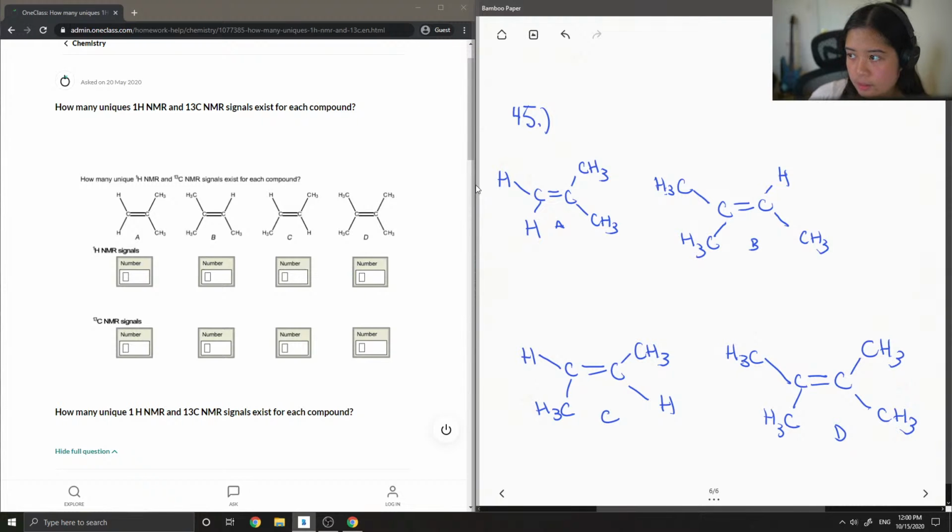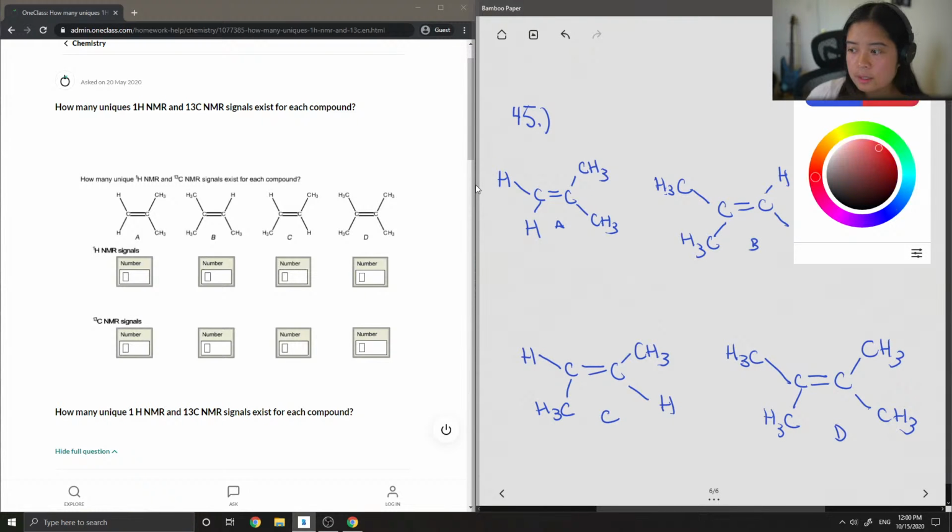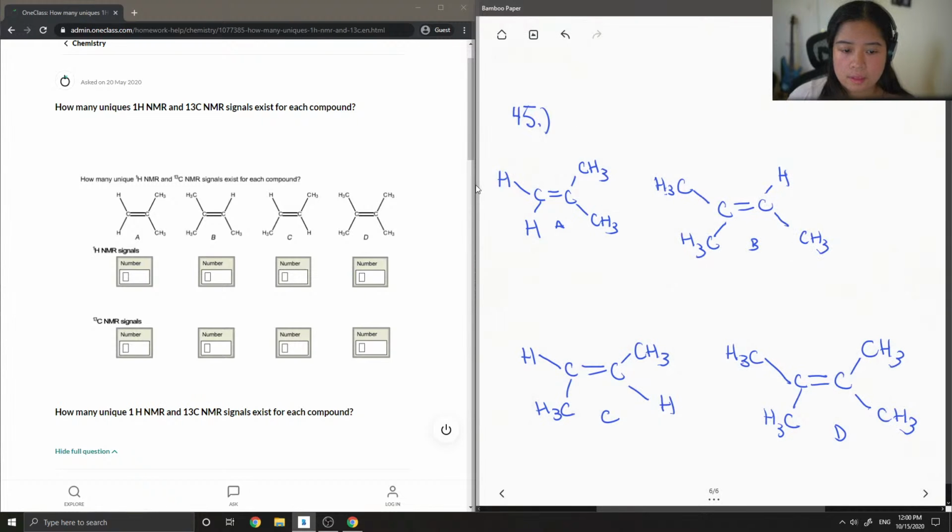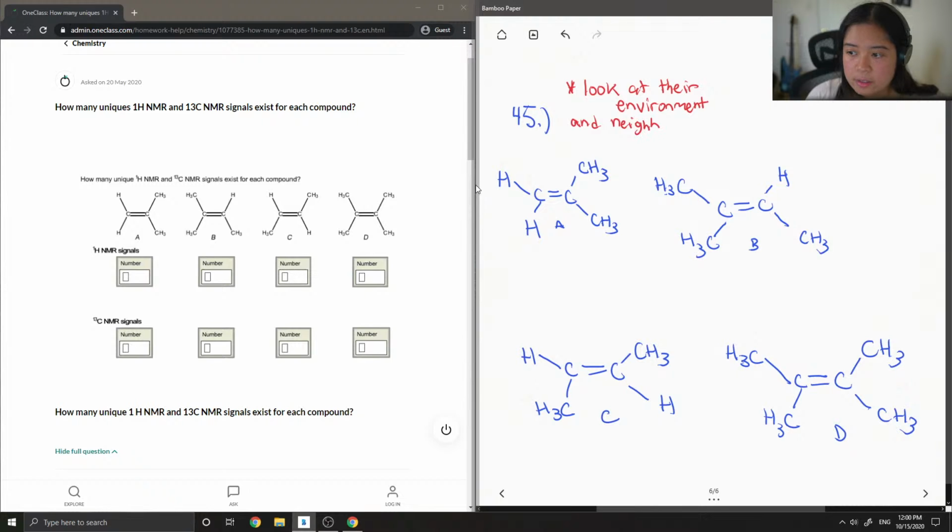Okay, so when you want to find out how many unique signals there are, basically you want to see if your protons or your carbons are in the same environment or not. So you want to look at their environment and also their neighbors, like whatever they're attached to, to see if it's the same or if it's a different neighbor.